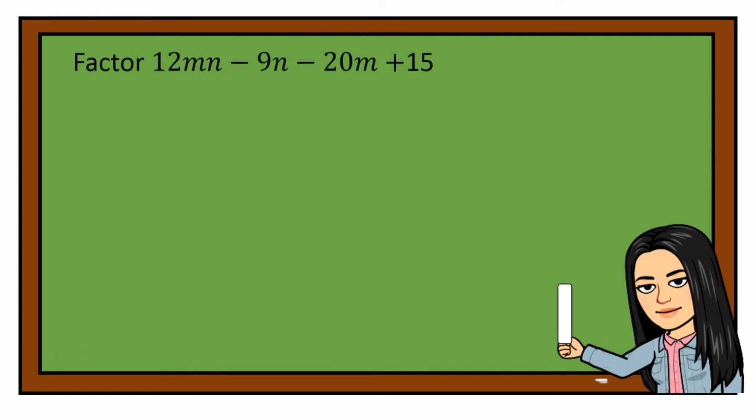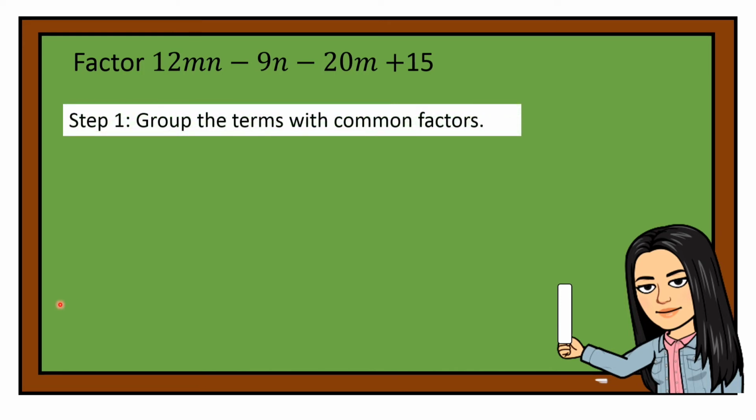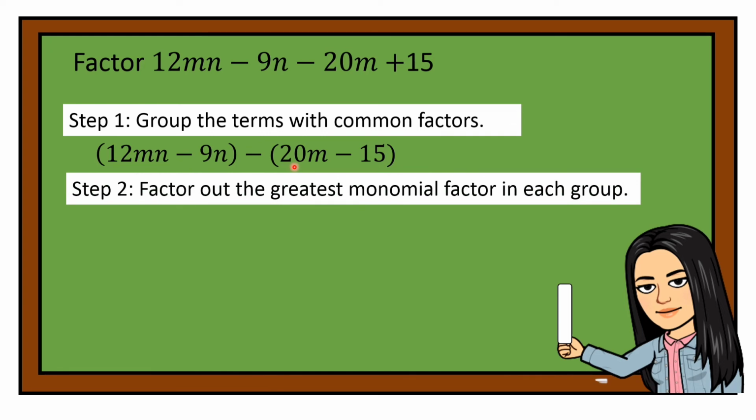Our last example, factor 12mn minus 9n minus 20m plus 15. So, let us follow the steps. First, group the terms with common factors. So, we can have the quantity 12mn minus 9n as the first group, minus the quantity 20m minus 15 as our second group. Next, factor out the greatest common monomial factor in each group.